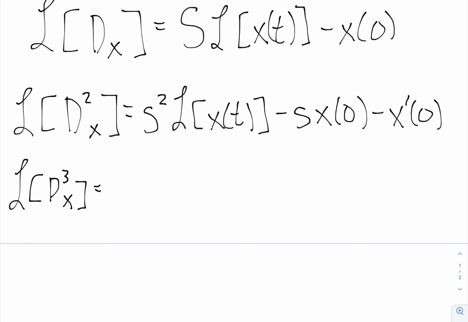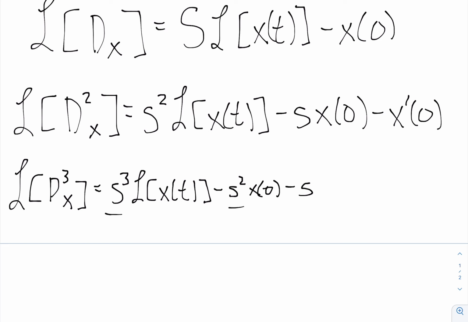So the third derivative of the function x of t, a bit of a pattern here. It's going to be s cubed now times the Laplace transform of x of t, minus, you can kind of guess, s squared times x of 0. So that's our first initial condition. Minus, bit of a pattern. So the order of the s descends as we move to the right. Minus s times x prime of 0, and then you guessed it, we're going to subtract x double prime of 0.